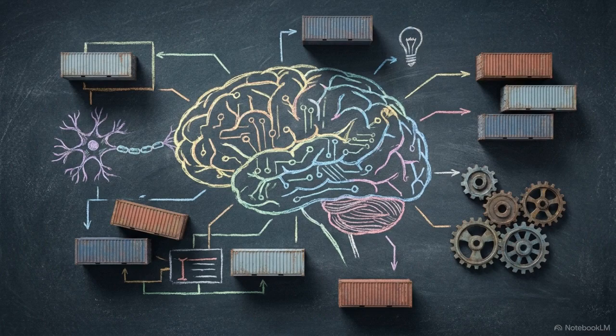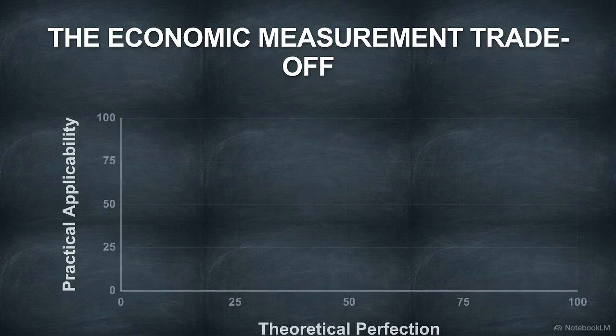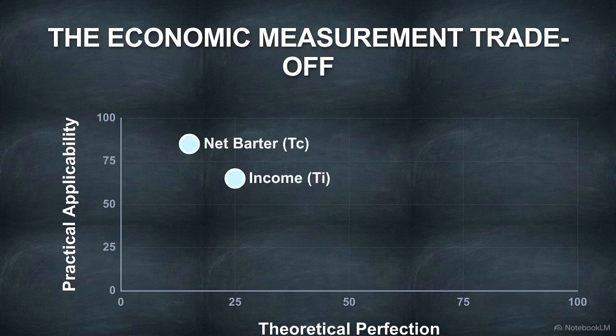This graph illustrates the ultimate trade-off in economic measurement. We have theoretical perfection on the x-axis and practical applicability on the y-axis. The net barter and income models sit high up on the y-axis. They are mathematically flawed, but they use accessible data, making them practical enough for statistical agencies to actually use. Meanwhile, utility and double factorial sit far out on the x-axis. They are theoretically flawless concepts that are practically impossible to calculate in the real world.